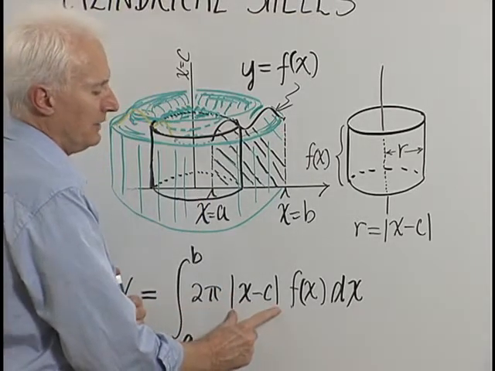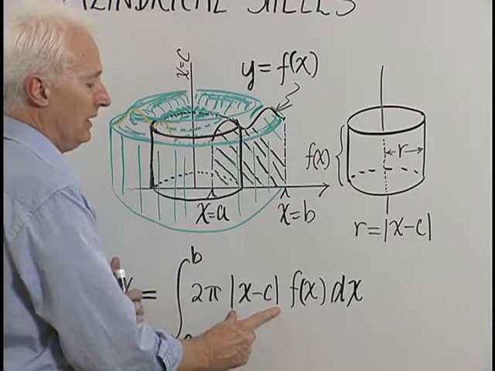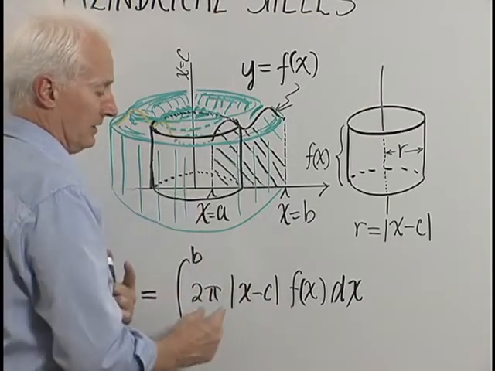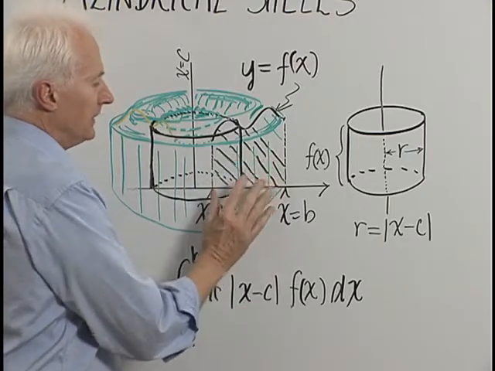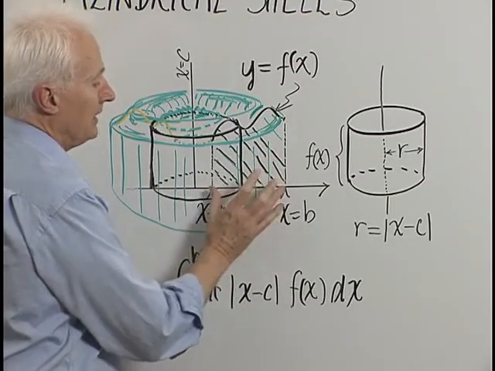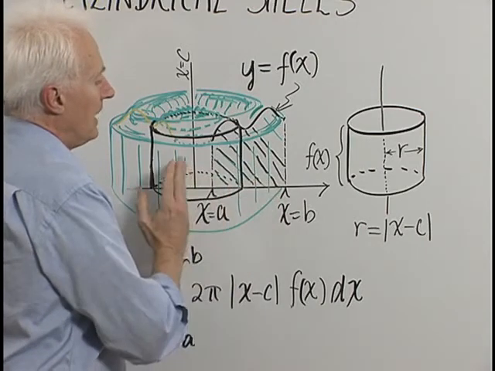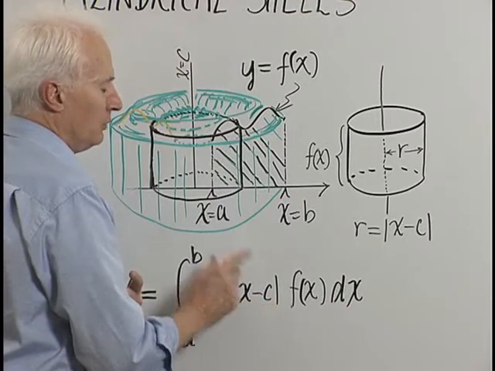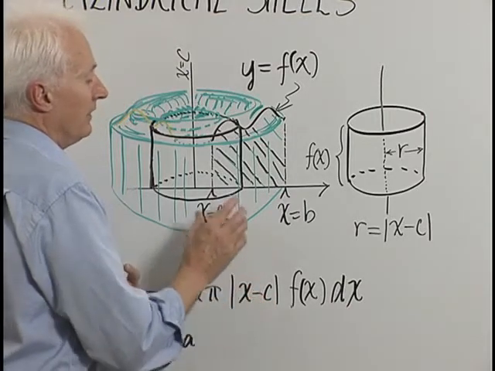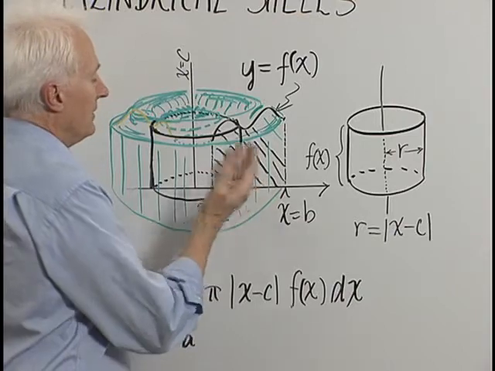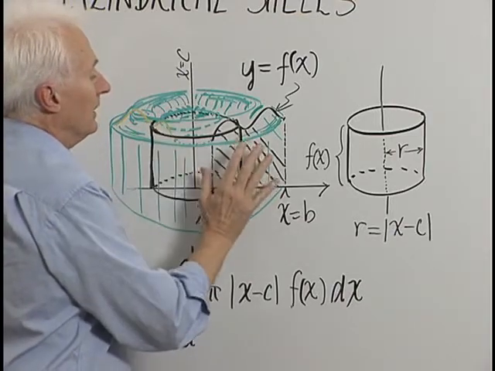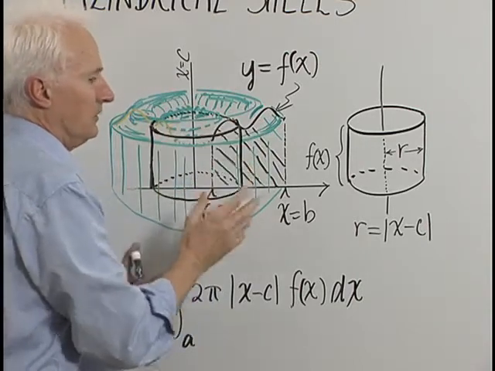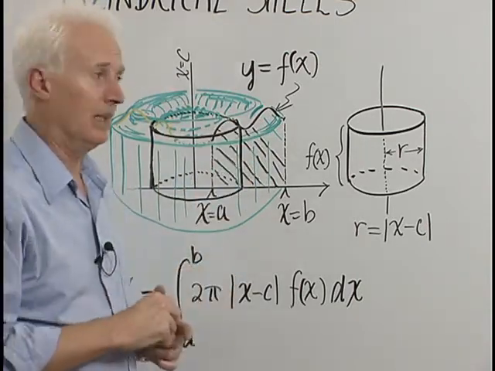You don't want to deal with the absolute value of x minus c. So what you need to do is look at the position of the rotation axis relative to the region. In this case, for instance, as I've drawn it here, the region is to the right of x equals c, and so in effect the absolute value of x minus c would be just x minus c itself. So it's useful in this situation, wherever possible, to position the region you're rotating to the right of the revolution axis so that you can eliminate a lot of these negative signs.